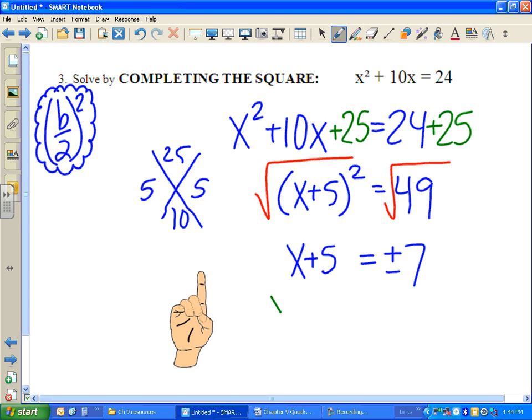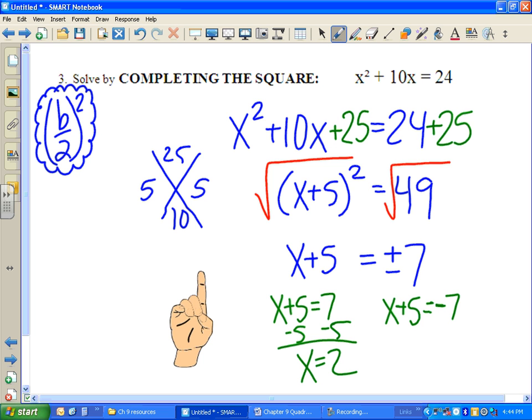Write two problems. One's going to be x plus 5 equals positive 7, and the other one's going to be x plus 5 equals negative 7. Solve each one. Minus 5, minus 5. x equals 2, or x equals negative 12.